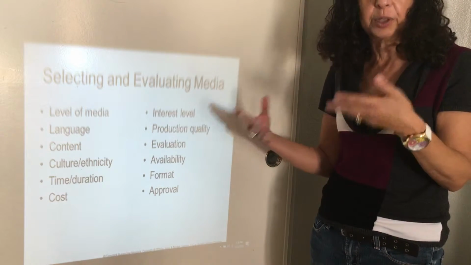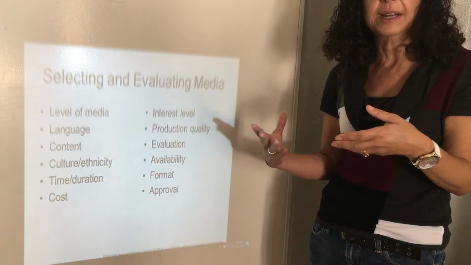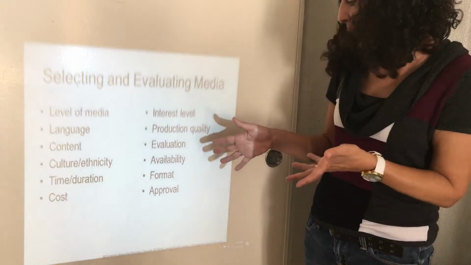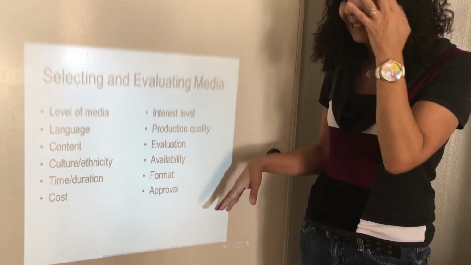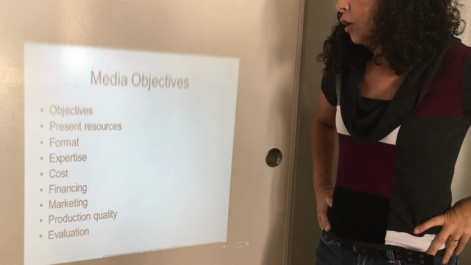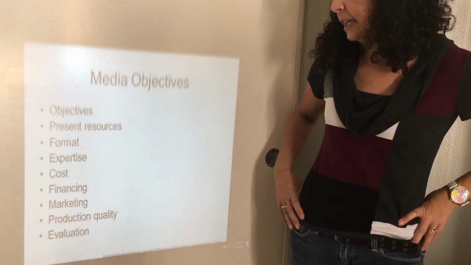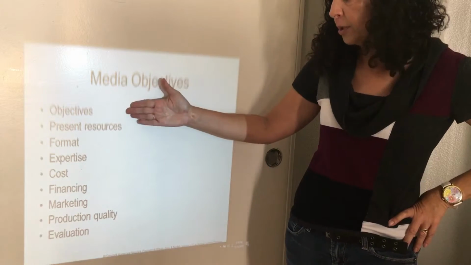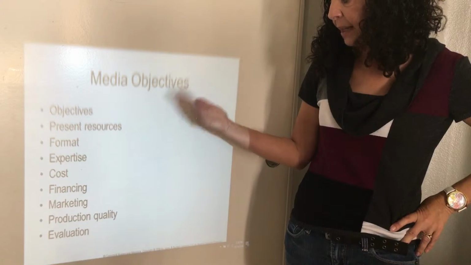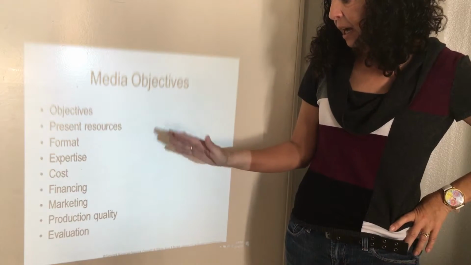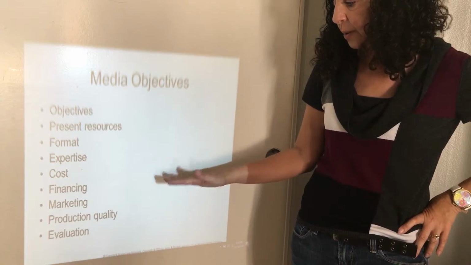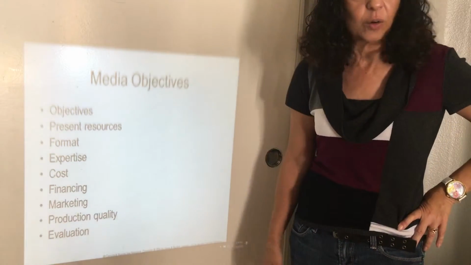I always ask if we can preview it and test it with an audience and get some audience feedback first. Look at the quality of it. Definitely evaluate it, see if it's available, what format it's in, and then also look at approval. So the main objectives of media are to support your objectives, present resources, and give some expertise. Again, think about the cost, the financing, how you're going to be marketing the materials, your production, the quality of it, and then also your evaluation.